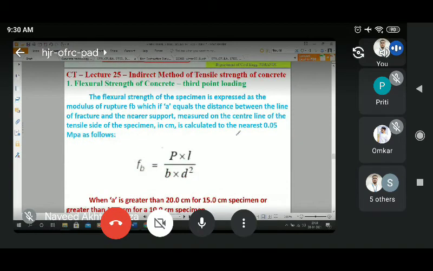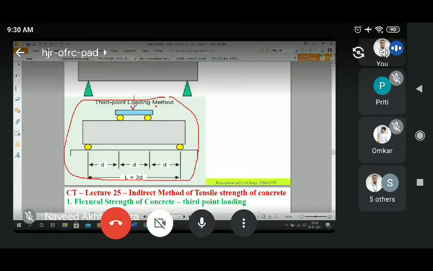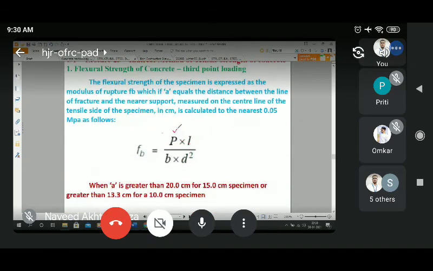Now, the flexural strength of a specimen: after applying a load here, the failure may occur, and after the failure you can record the load. If you know the load, the length of the specimen, the width of the specimen, and the depth of the specimen, then the modulus of rupture, FB, is found out as P, that is the load, into L, the distance, divided by B into D squared, that is the lateral dimension and depth of the beam.